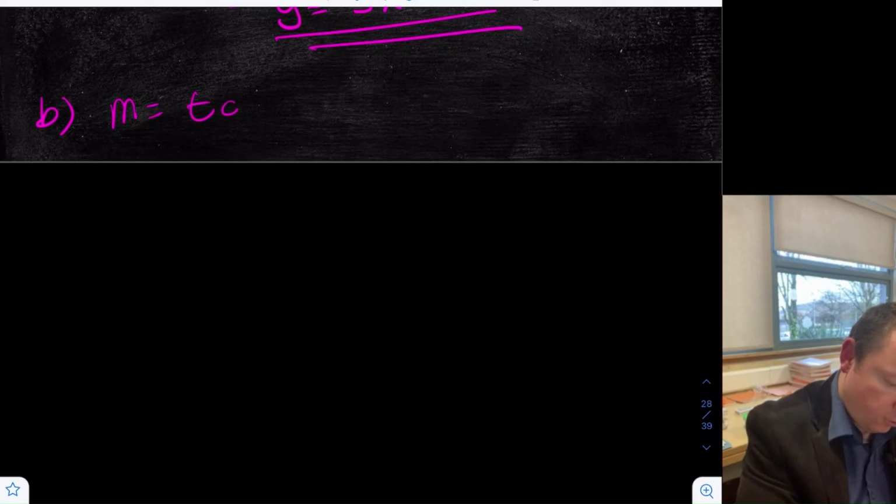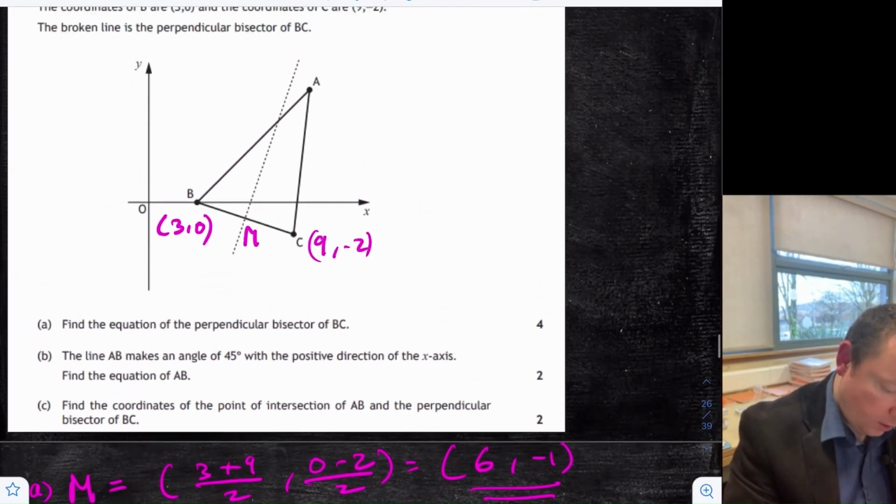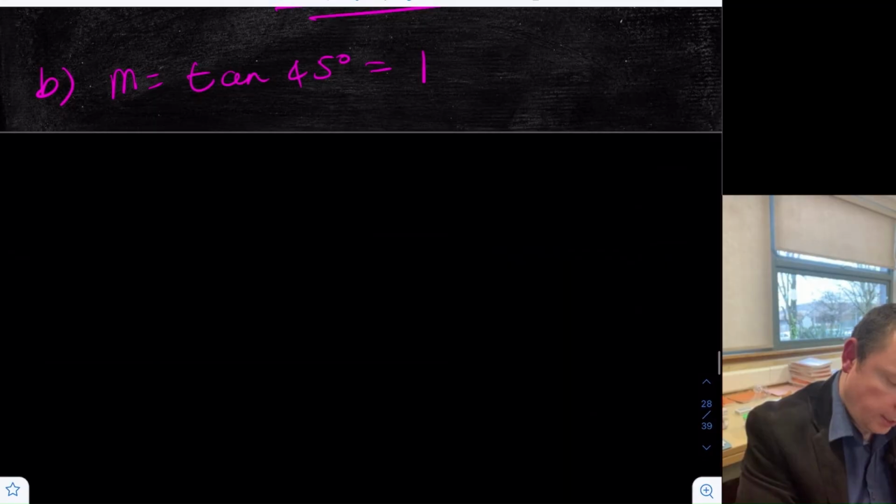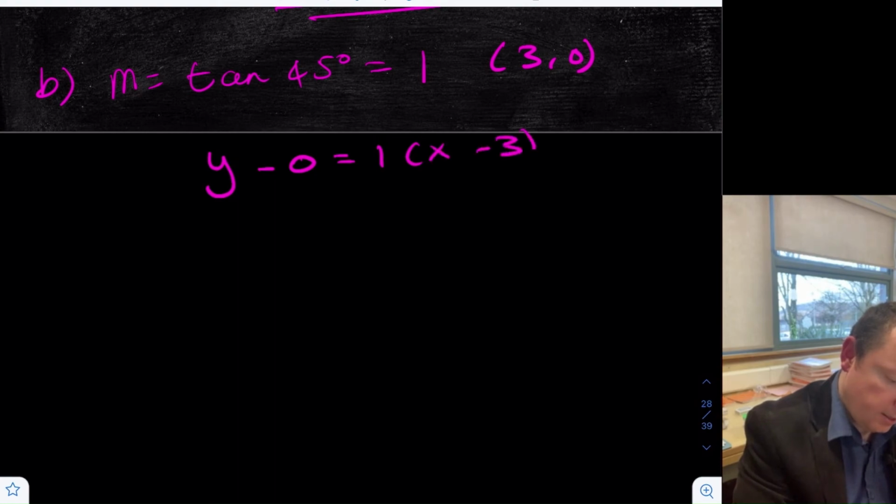Gradient equals tan of 45 degrees, which is equal to 1. And then we have to find the equation of AB. So pick a point. Well, we're going to pick point B, which is (3, 0). So our point is (3, 0). y minus 0 is 1 times (x minus 3). So y equals x minus 3.